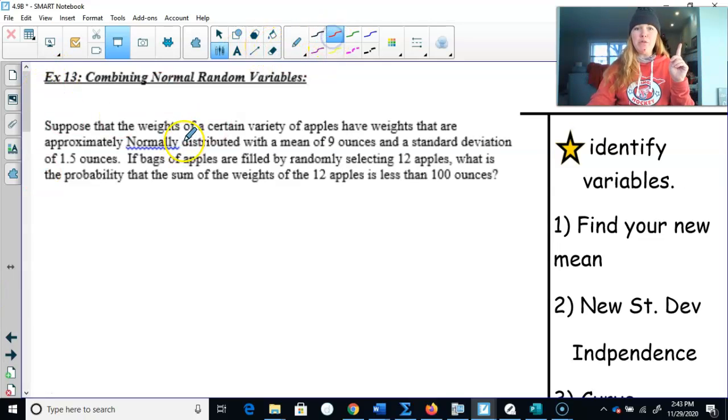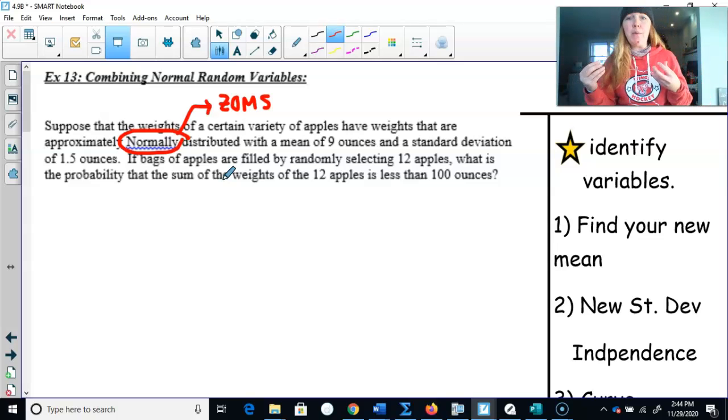Ding, ding, ding. Whenever you see this word, I want you to right away think, I'm going to be using a Z-score. I'm going to need z equals observation minus our mean, divided by our standard deviation, okay? So we have weights that are approximately normally distributed with a mean of 9 ounces and a standard deviation of 1.5 ounces, okay? If bags of apples are filled by randomly selecting 12 apples, what is the probability the sum of the weights of the 12 apples is less than 100 ounces?